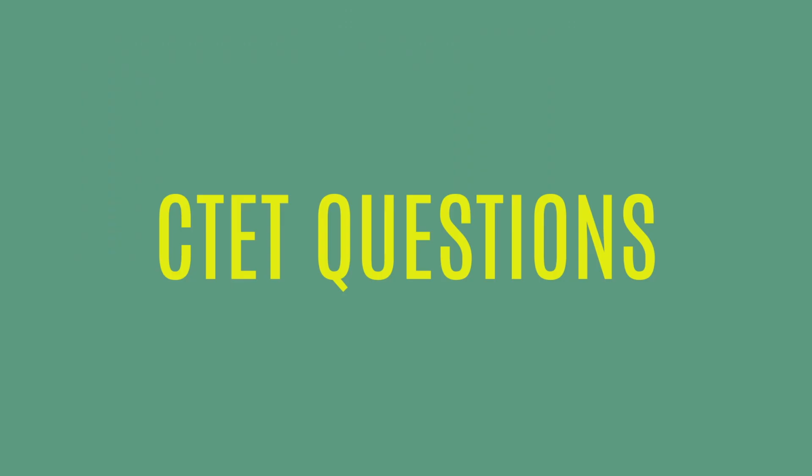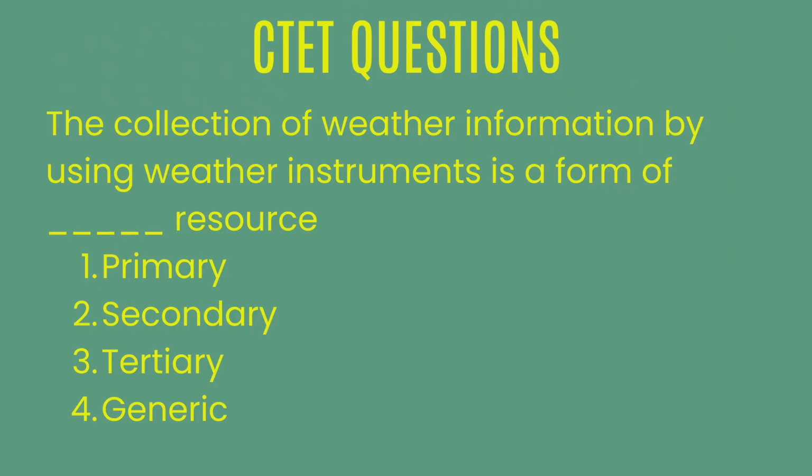So now that the difference between a primary source and a secondary source is clear, let's move into a few CTET questions. So the first question, the collection of weather information by using weather instruments is a form of dash resource. So when we are taking data through the instrument itself, that is, we are going to read that instrument and we are going to write down the weather information. So weather information could be wind pressure, humidity, temperature, whatever it is. If we are directly measuring it and noting it down, that's a primary source.